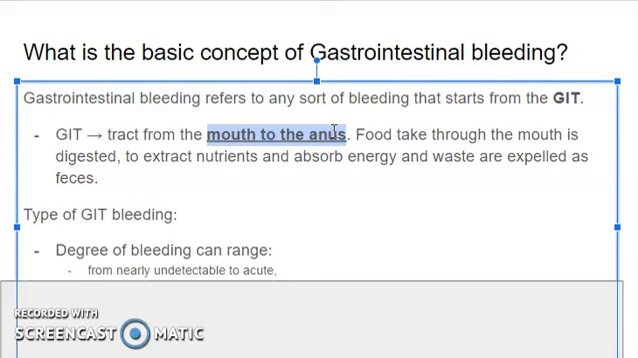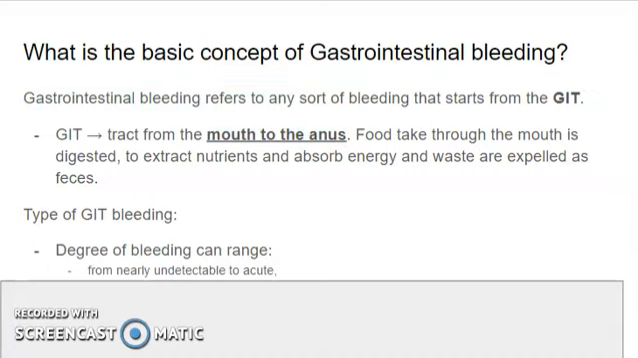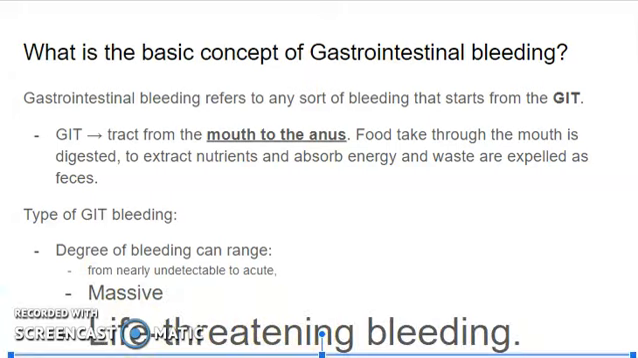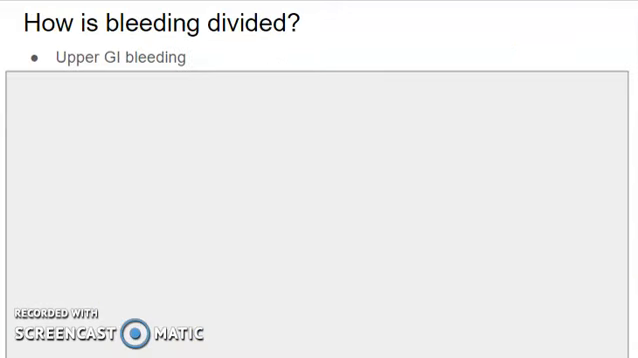And guys, what is the type or the degree of GIT bleeding? The type of GIT bleeding can be occult, and the degree can be from undetectable to acute, or it can be even further to life-threatening if that is massive. So massive or life-threatening bleeding. So guys, how is the bleeding divided?